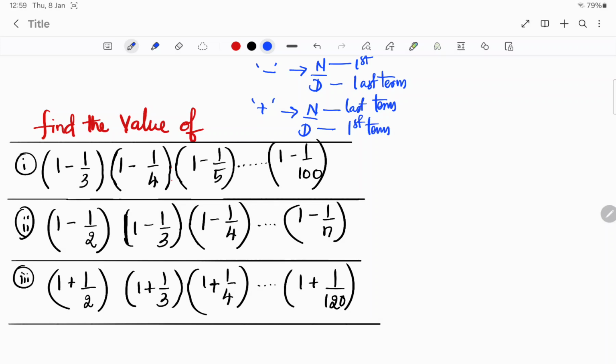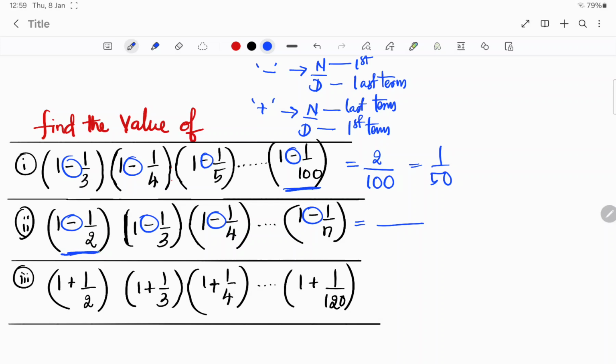So for the first question, it is a minus sign throughout. Okay, observed. So the answer: numerator value from the first term will be 3 is LCM, 3 minus 1, 2. From the last term it is directly the LCM, which is 100, right? This is the answer, 1 by 50. Okay, so here numerator by denominator, from the first term, see the minus sign. From the first term numerator value you have to see 2 minus 1 is the numerator value, 2 minus 1 is 1. So denominator n, directly n will be the LCM, so 1 by n is the answer.